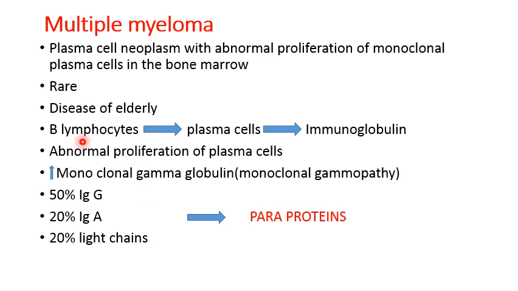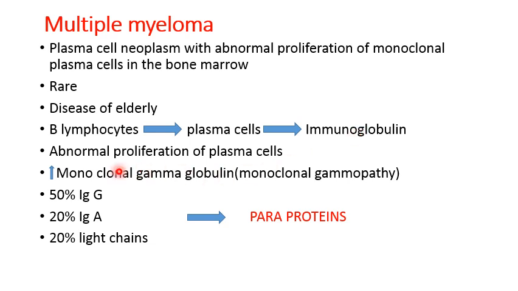Now, if I recap your memory about immunoglobulin or antibody formation, it starts from B lymphocytes. B lymphocytes produce plasma cells, and the plasma cells produce immunoglobulin. Now, the problem is here. There is abnormal proliferation of plasma cells causing increased production of immunoglobulin by that type of plasma cell.